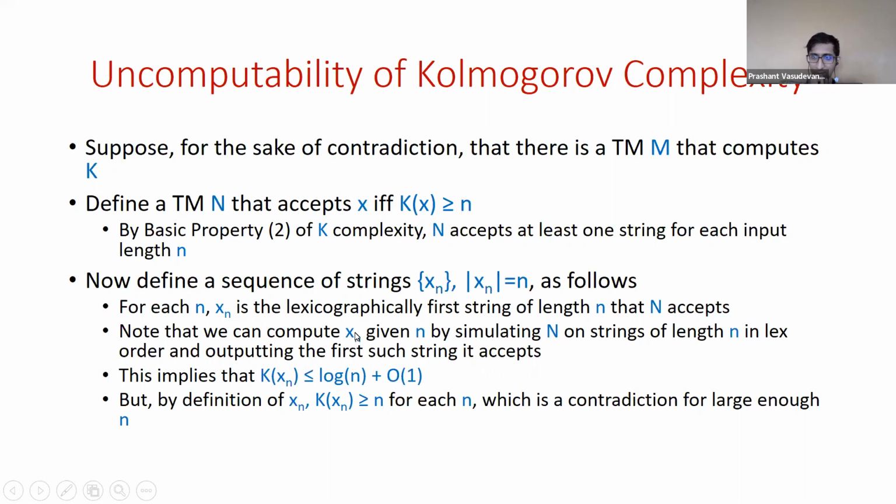When you're computing x sub n, and you're showing that K of x sub n is at most log n plus order 1, you're giving some program P to the universal Turing machine, right? That program P is going to consist of a description of n in log n bits, together with a description of capital N in order 1 bits. So capital N won't need little n. It's just this program P, which describes x sub n, that needs little n in binary, as well as the code of capital N in order 1 bits. And that's why I get log n plus order 1.